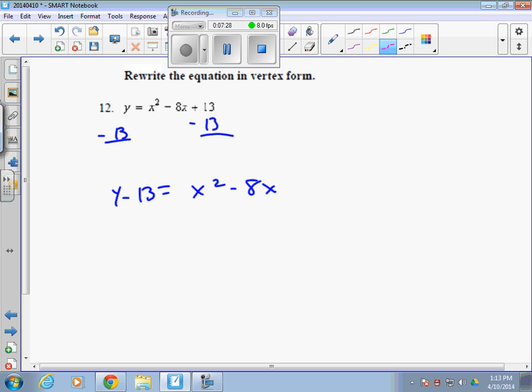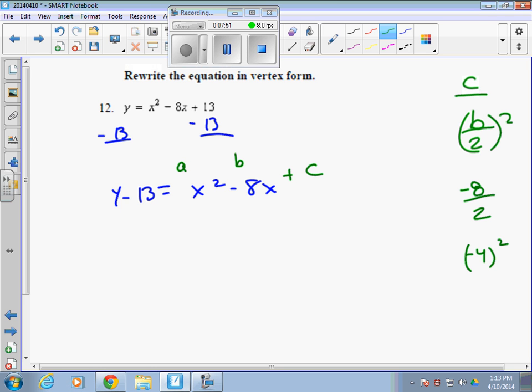And then what you need to do is put in plus c. We need to find c. Well, in order to find c, you take the value of b, divide it by 2, and then square it. Remember, this says ax squared plus bx plus c. So your b value in this case is negative 8. Divide that by 2 and get negative 4, and square that and you get positive 16.